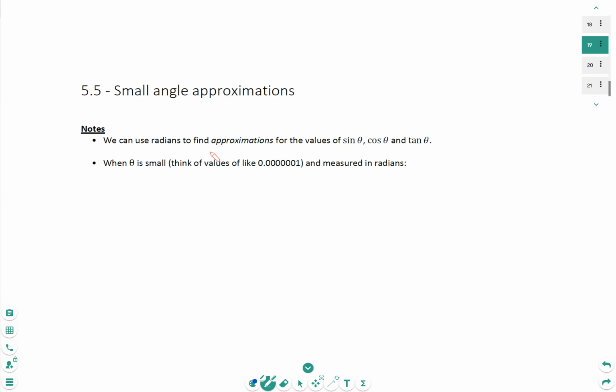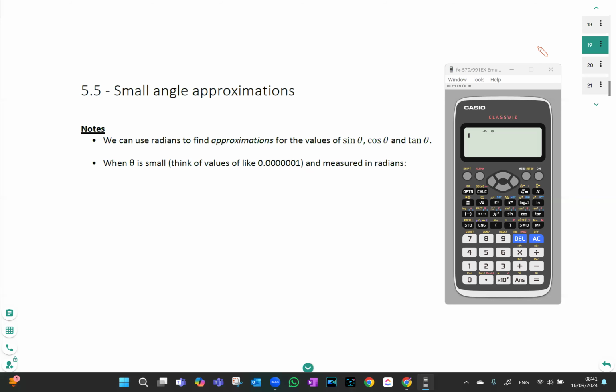We can use radians to find approximations for the values of sine theta, cos theta, and tan theta when theta is very small, think of values like 0.0001, measured in radians. If you have a calculator, can I ask you to take it out and we'll do a small investigation together. Make sure you calculate in radians. The display at the top should be in R, not D. D stands for degrees.